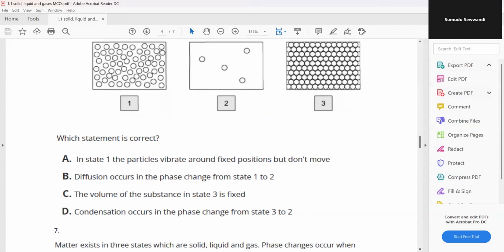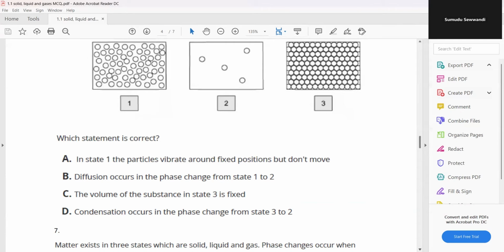Now let's look at the statements. In statement A, the particles vibrate around fixed positions but don't move. This is incorrect. In state 1, in liquid, particles can move past each other, not just vibrate. B. Diffusion occurs in the phase change from state 1 to 2. This is incorrect. Diffusion occurs within gases and liquids, not during a phase change. The phase change from liquid to gas is called evaporation or boiling. C. The volume of the substance in state 3 is fixed. This is correct. Solids have a definite volume and shape.